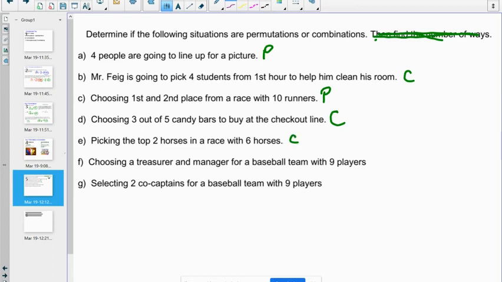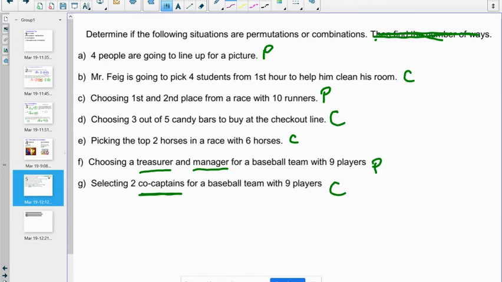So that's combination. Part F, choosing a treasurer and a manager for a baseball team with 9 players. Again, treasurer and manager are 2 different positions. We know the order does matter, so that is a permutation. And last but not least, if you're selecting 2 co-captains for a baseball team with 9 players, think co-captains, meaning they're going to hold the same position. So we know they're not different, so order does not matter. So we know that is a combination.